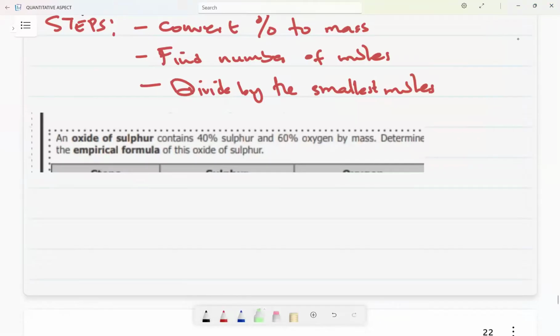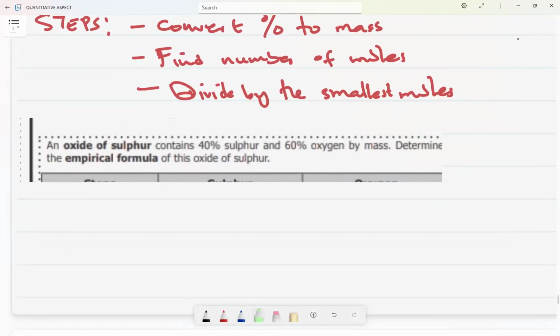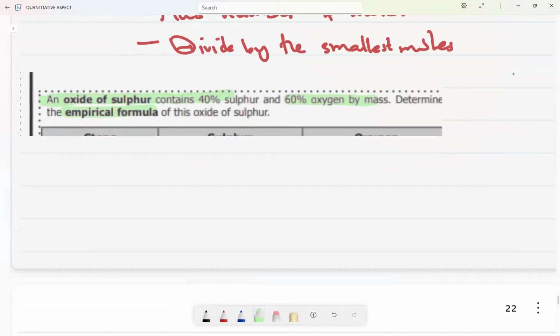Okay, now we have an example. I'm not sure if it's visible enough because on my side, my pen has become dim. But it says an oxide of sulfur contains 40% of sulfur and 60% oxygen by mass. Determine the empirical formula. Okay, so these are the steps.